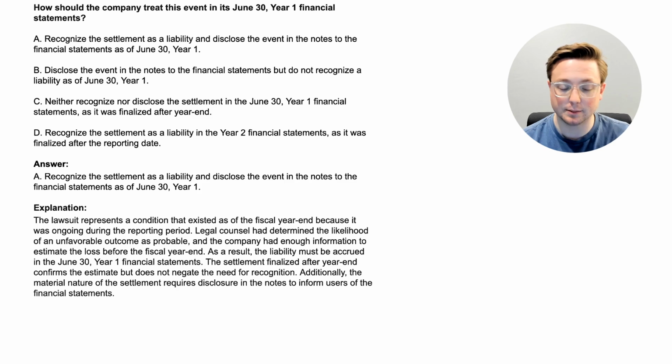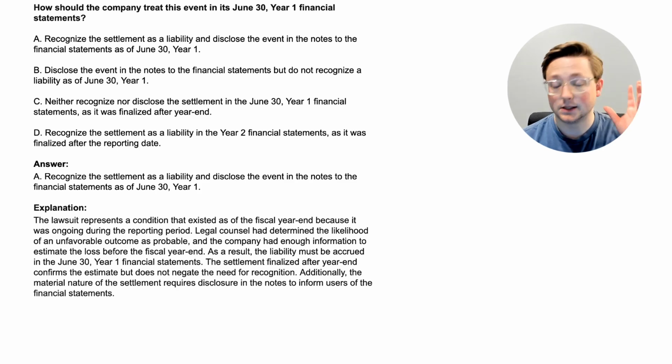There's basically two types. Let's walk through this one. The lawsuit represents a condition that existed as of the fiscal year end because it was ongoing during the reporting period. Legal counsel had determined the likelihood of an unfavorable outcome as probable, and the company had enough information to estimate the loss before the fiscal year end. As a result, the liability must be accrued in the June 30 Year 1 financial statements. The settlement finalized after year end confirms the estimate but does not negate the need for recognition. Additionally, the material nature of the settlement requires disclosure in the notes to inform users of the financial statements.